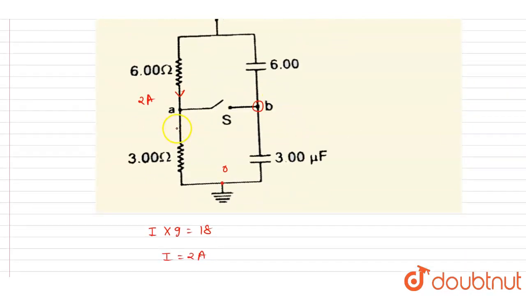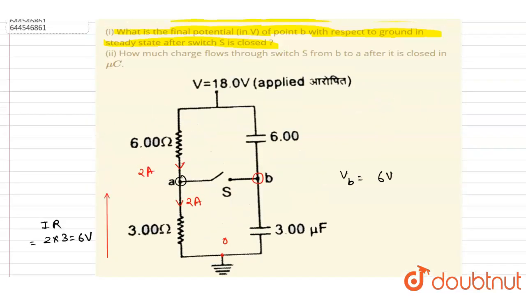So if you see here, this 2 ampere current is flowing, and if you cross this resistance in opposite direction to that of the current, you will get I into R. So it is 2 into 3, it is 6 volt. So 6 volt will be the potential gain when you cross this resistance. And these 2 points are shorted, A and B. So the potential at A and potential at B will be the same when the switch is closed. So it will be 0 plus 6, so it is 6 volt when the switch is closed.